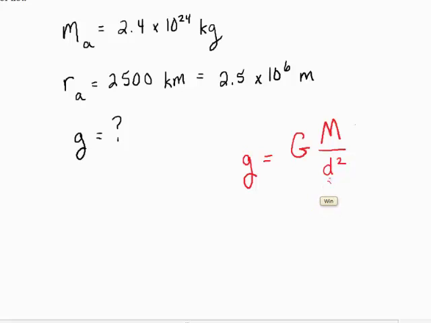D, we said, is the same as the radius. And it's the radius of the planet, center to center. You're standing on the surface of the planet. Therefore, the radius of the planet, or the asteroid, is equal to the distance you are from the center. So we've got that. Of course, we know what big G is. So I think we can go ahead and plug and chug and get an answer.